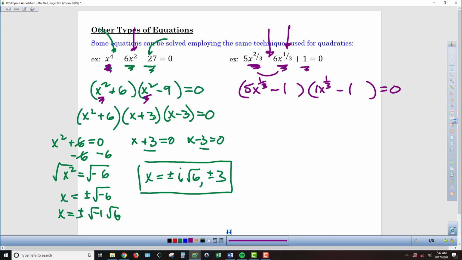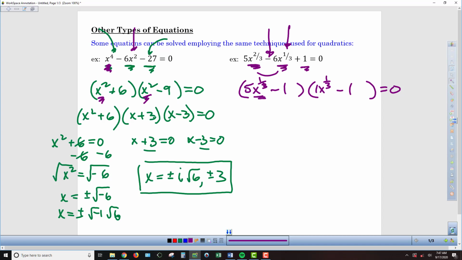And so indeed we can see that if we were to refoil this, we'd get back to the original. 5x to the 1/3 times 1x to the 1/3 would be 5x to the 2/3, since we would add those exponents together by multiplying like bases. And then we would end up with a negative 6x to the 1/3 in the middle, and that positive 1 at the back end. So now I'm just going to take each of these and write them as their own equation set equal to 0.